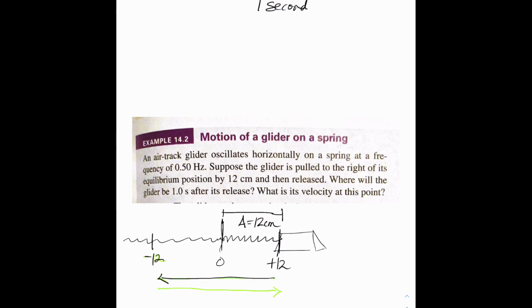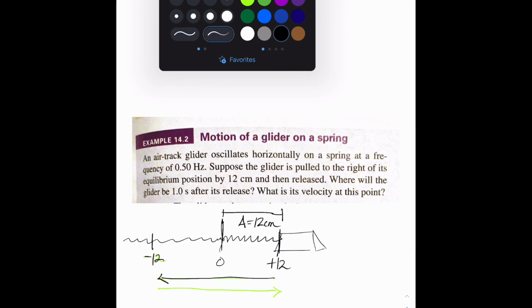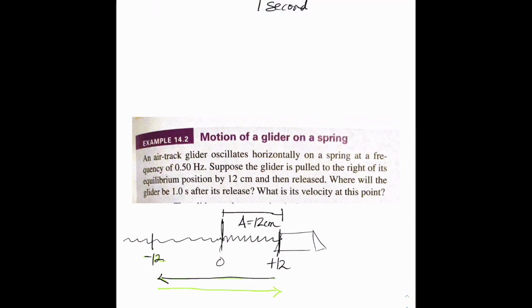So where will the glider be 1 second after it's released? 1 second after it's released, the glider would be at negative 12. So our first answer would be 12 centimeters. We could say negative 12 centimeters, but I'm going to relate it to equilibrium instead. So I'm going to say 12 centimeters to the left of equilibrium.